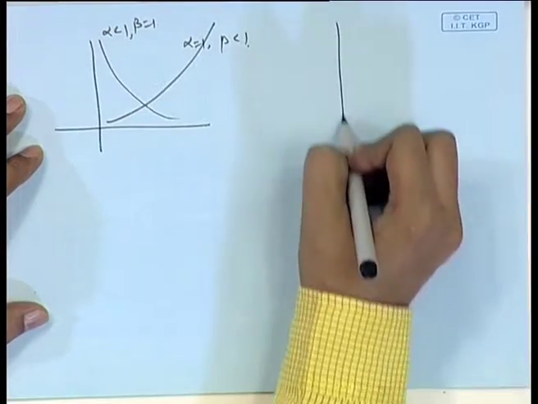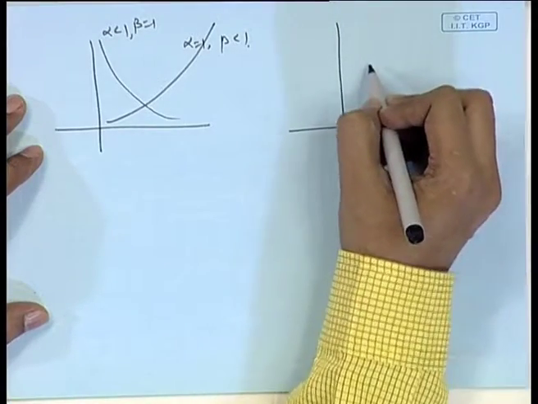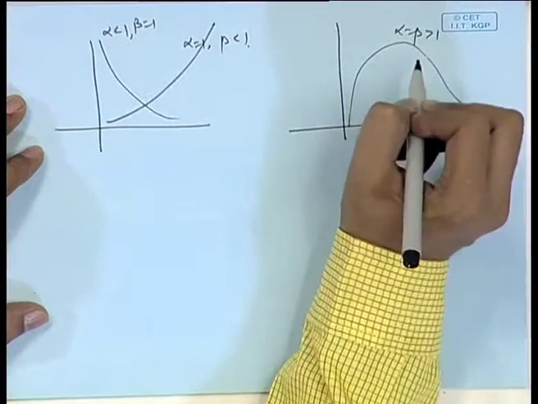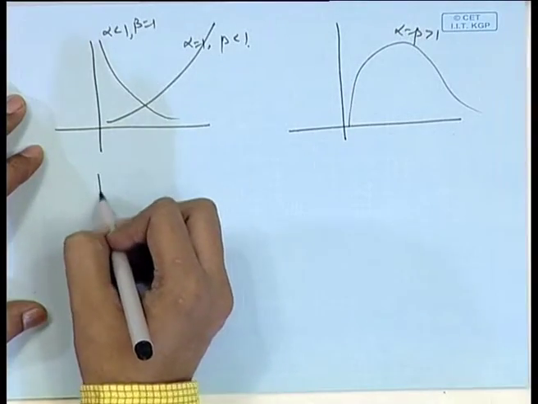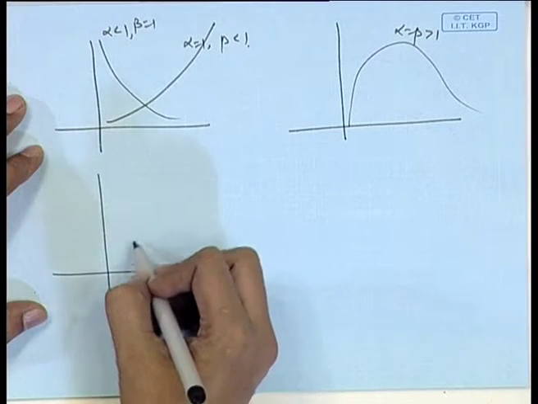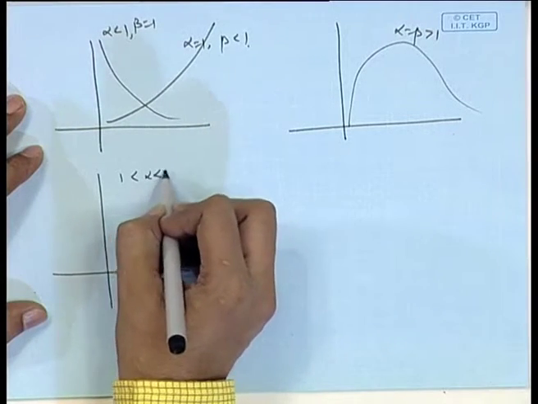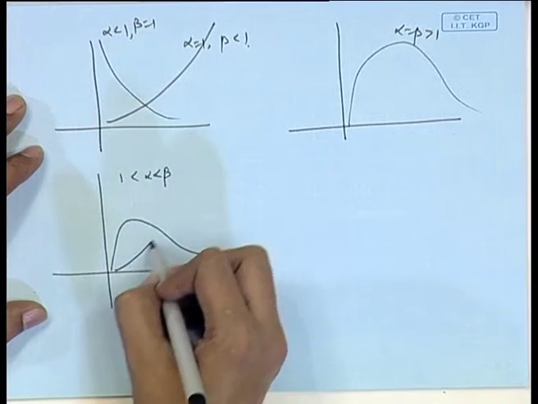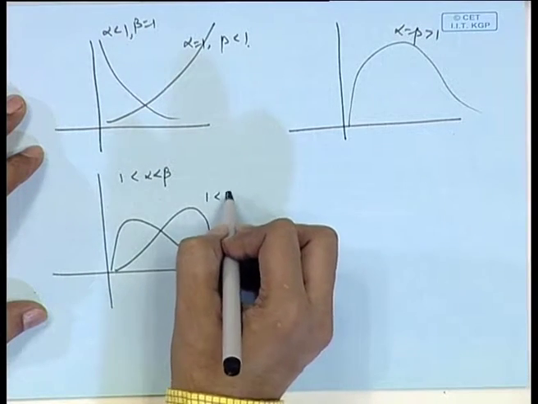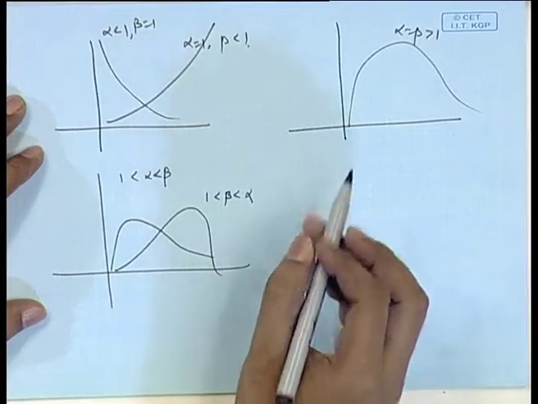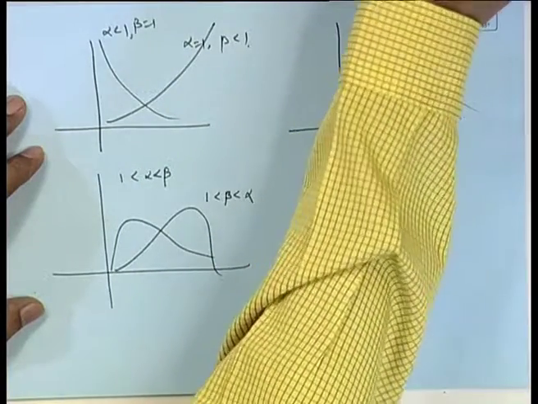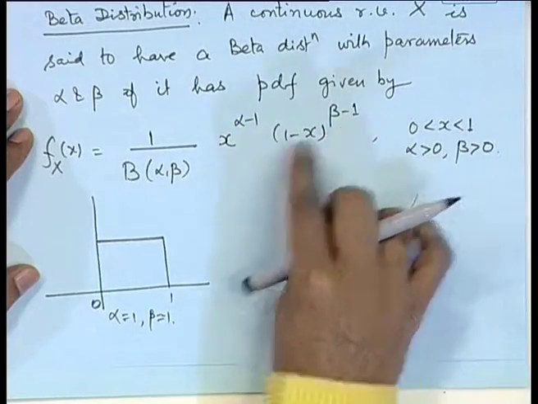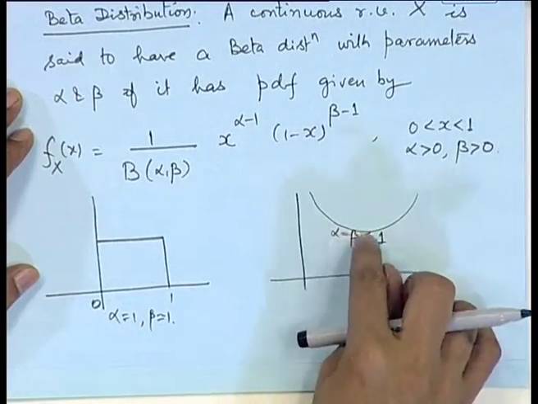If we take alpha equal to beta, but greater than 1, then the shape will become something like this. If 1 is less than alpha less than beta, then the shape will be something like this. The shape will be something like this if we take 1 less than beta less than alpha. So, here you can see that since two parameters alpha and beta are there, depending upon the values of alpha and beta, various kinds of shapes are coming.